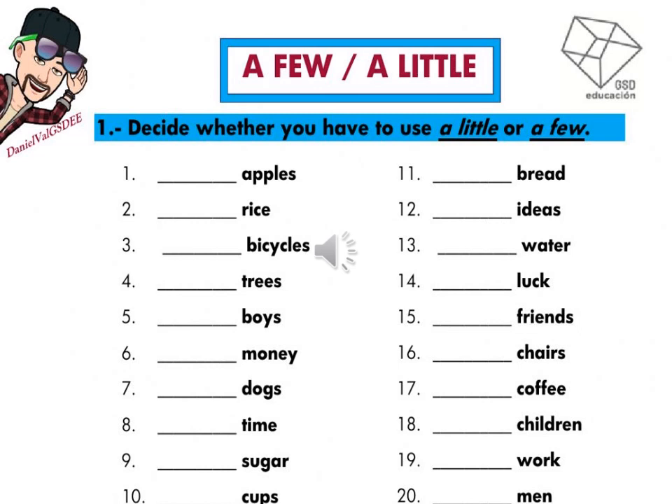Correct. A few dogs. Number 8. Time. Please repeat. Time. A little or a few? Good job. A little time. We cannot count time. Uncountable, singular noun, time. What about number 9?